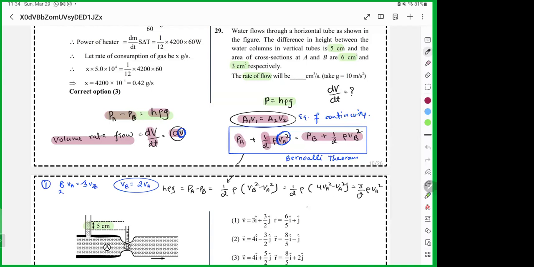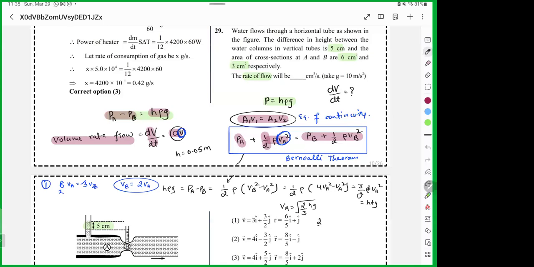And that is equal to H rho G. So rho will be cancelled out. Height is given. G value we know, 10. So we can put the value. What will be VA? Going to the other side, VA is the square root of 2 by 3 HG. H value is 0.05. Why? 5 centimeters, so 0.05 meter. G value you can take 10. You can calculate the VA value.